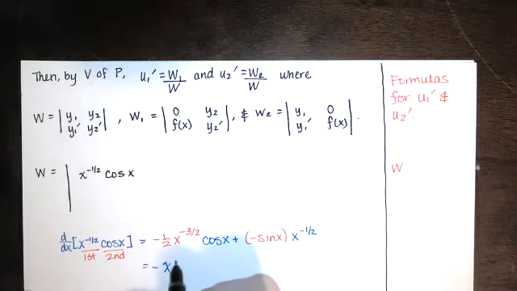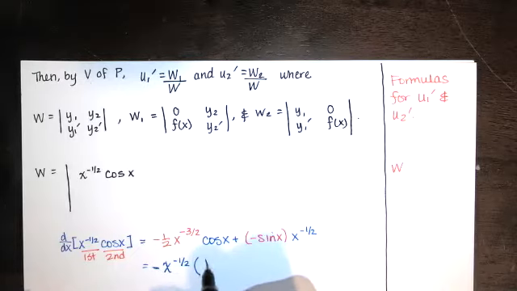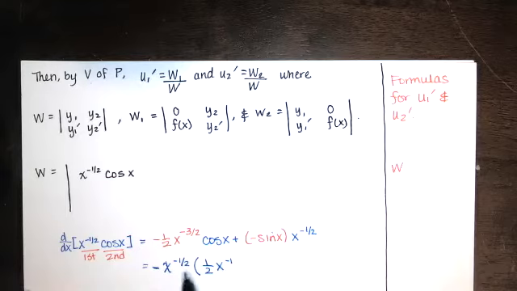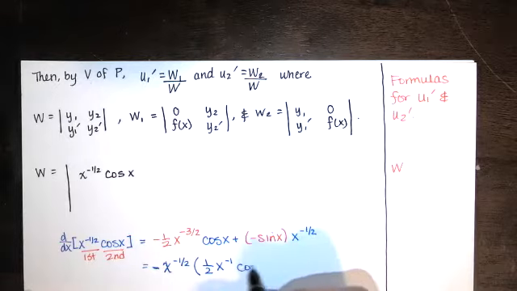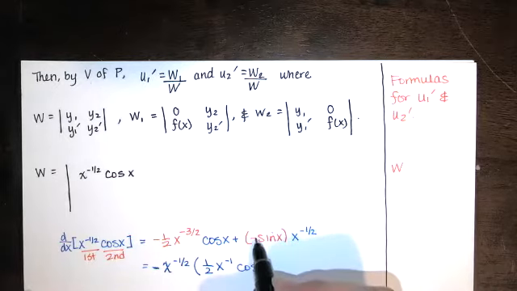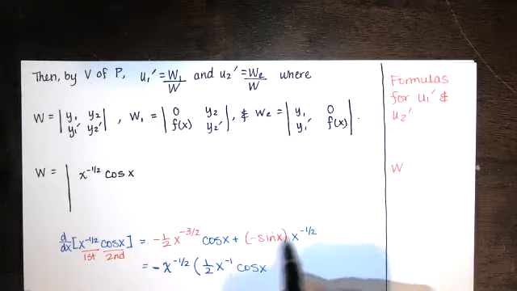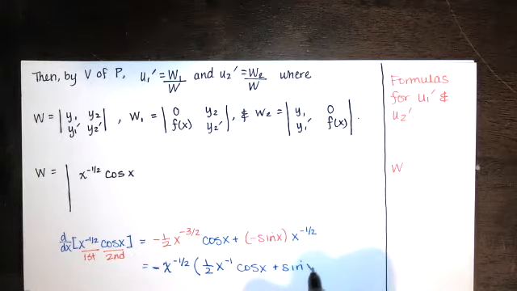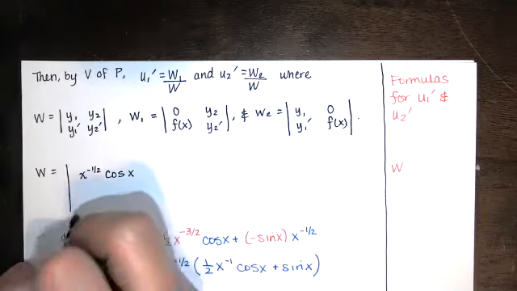I'll factor out the negative and the x to the negative 1/2. So this is going to be this times a positive 1/2 times an x to the negative 1, because this times this would give me x to the negative 1 minus 1/2, which is negative 3/2, times cosine of x. And I factored out this negative and this, so we're just left with a sine of x on that second term. That's what goes right here.